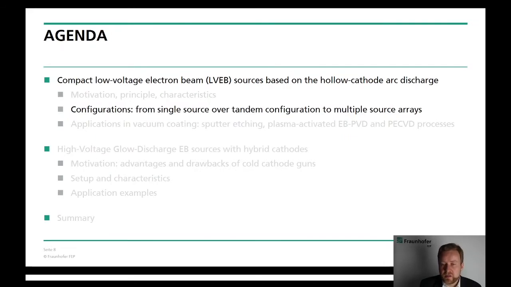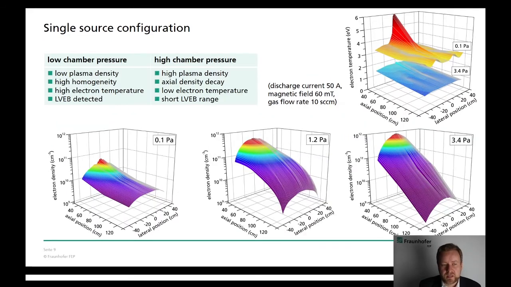Okay, now we need to know how it works. I would like to show some typical configurations. The most simple one is a single source configuration, so we just attach one such hollow-cathode plasma source on the cathode, the process chamber wall, or we can implement it into the chamber. So we see some electron density over the axial and lateral position. The hollow-cathode is installed at position 0, 0.